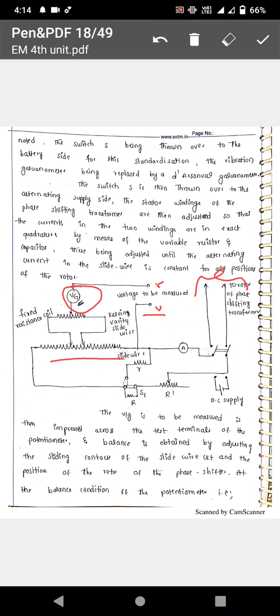We are using a standard resistance, and R is some unknown resistance we connected to adjust the working currents. A DC supply is given; for standardization purposes we are using the DC supply. This is about the construction, and you can see the theory here.